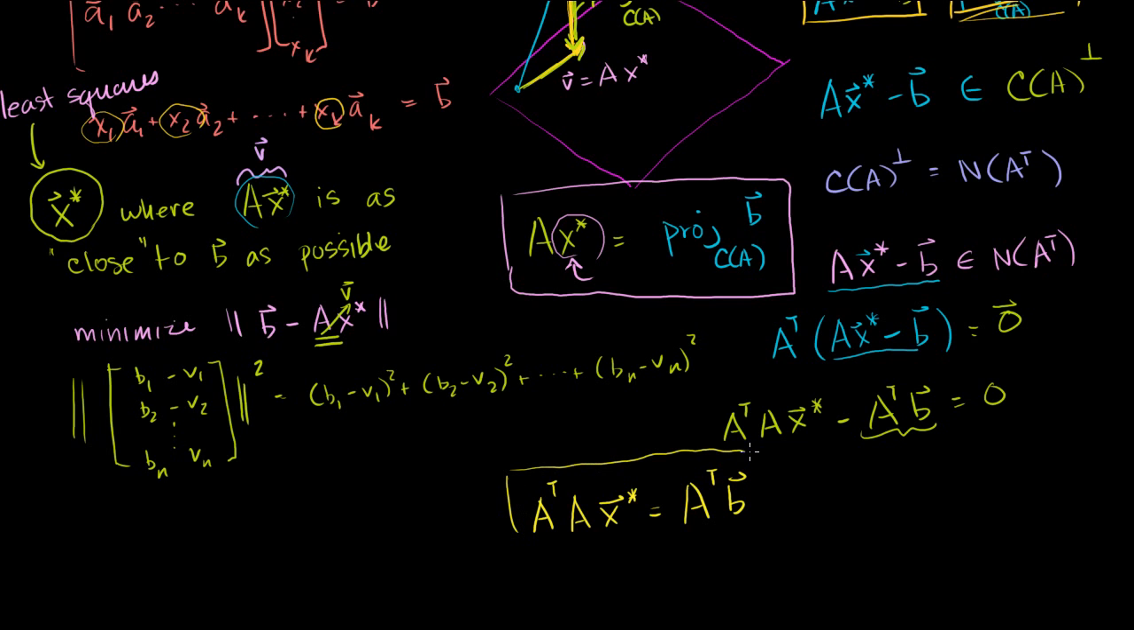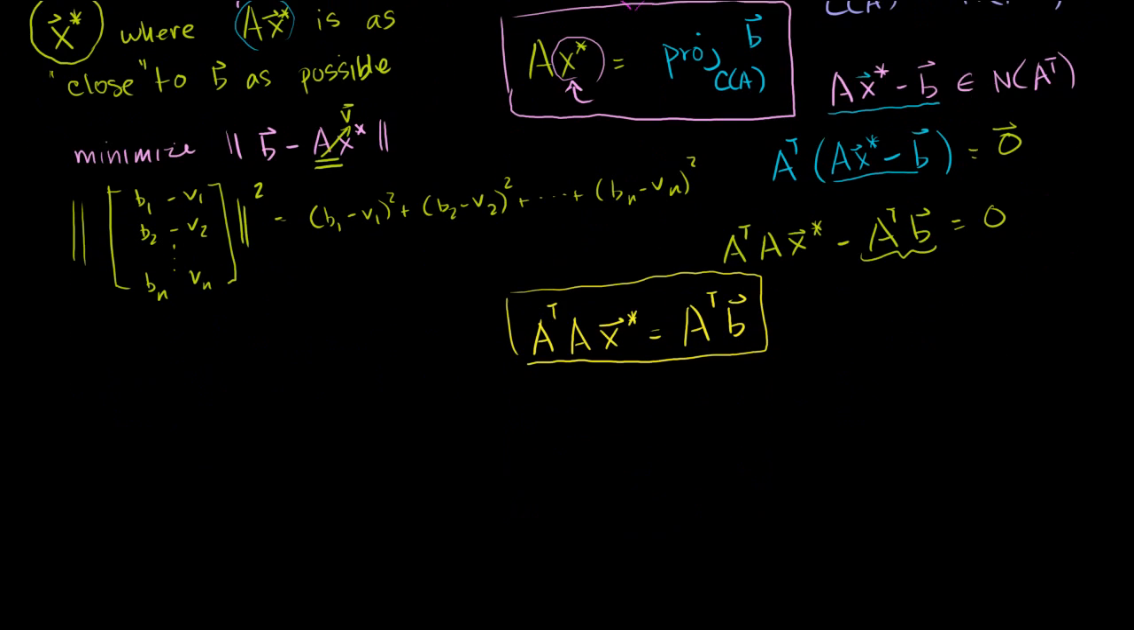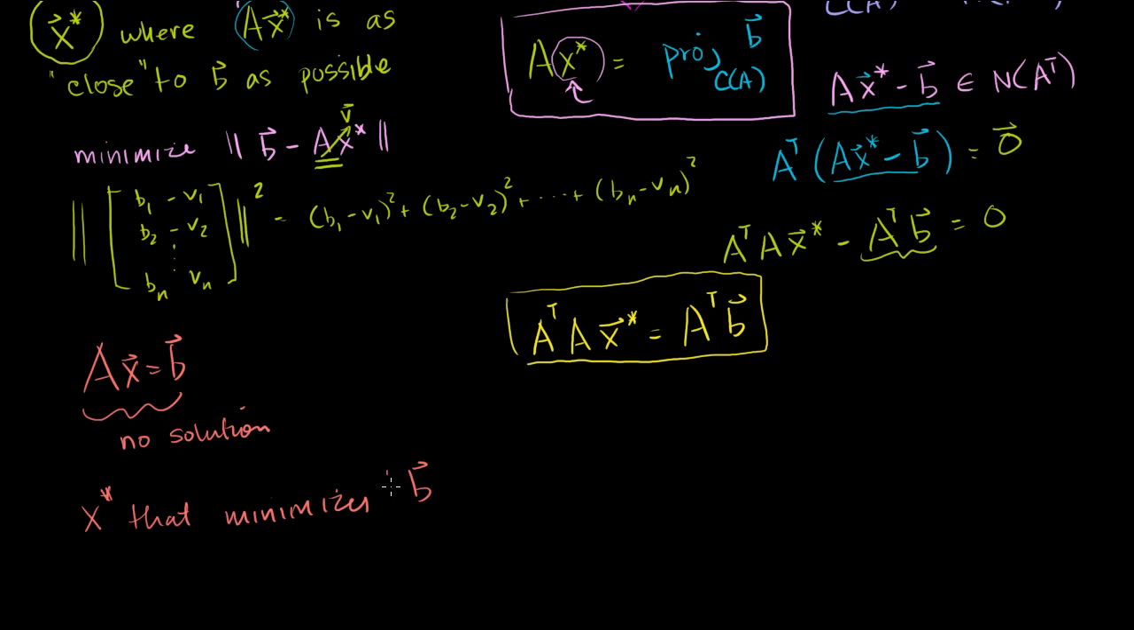That's what we get. Now, why did we do all of this work? Remember what we started with. We were trying to find a solution to AX equals B, but there was no solution. So we said, let's at least find an X star that minimizes the distance between B and A X star. And we call this the least squares solution, because when you minimize the length, you're minimizing the squares of the differences right there. So it's the least squares solution.